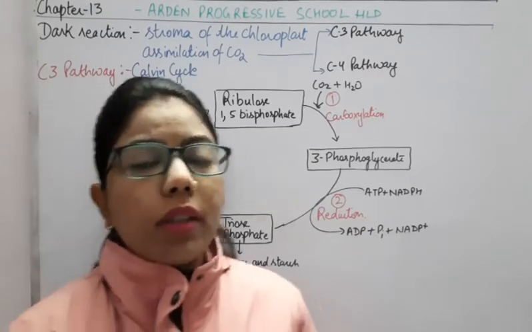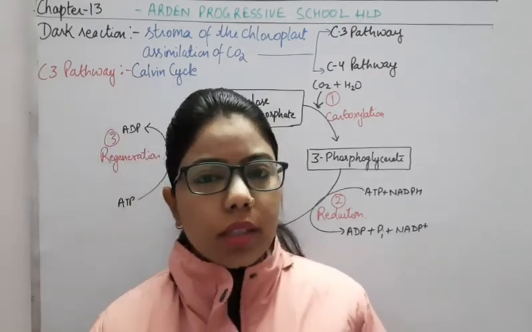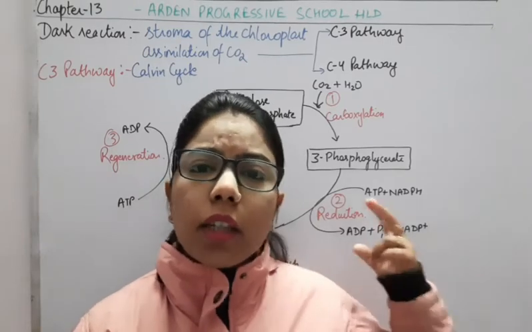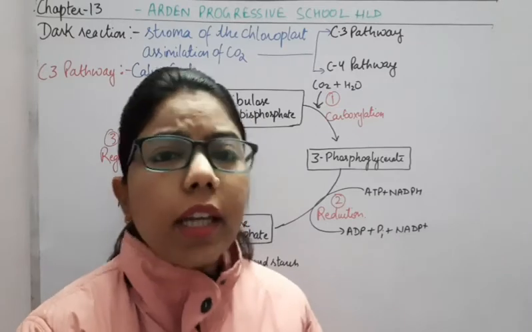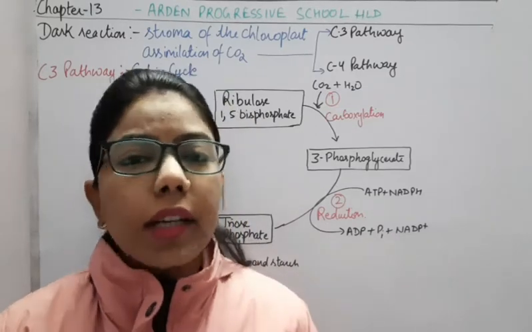We were discussing photosynthesis in higher plants, right? In this chapter we were discussing photosynthesis, and we have done that there are two main reactions, or we can say two main steps. What are they? Light reaction and dark reaction.